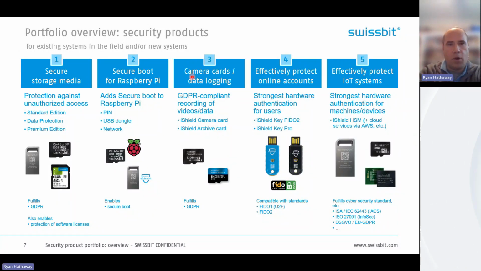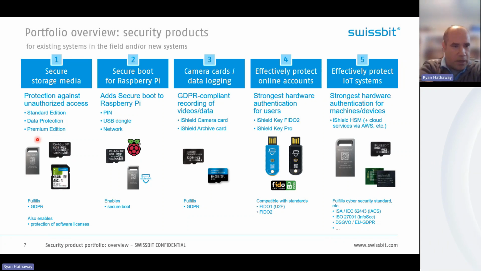So here's an overview of our security products. We have other products in the memory world, but this is our overview of our security product portfolio. The first line of security products we started with 10 plus years ago were basically secure storage media. So these are memory products with security functionality on them. And a lot of that security functionality is what you'd expect, things like encryption.